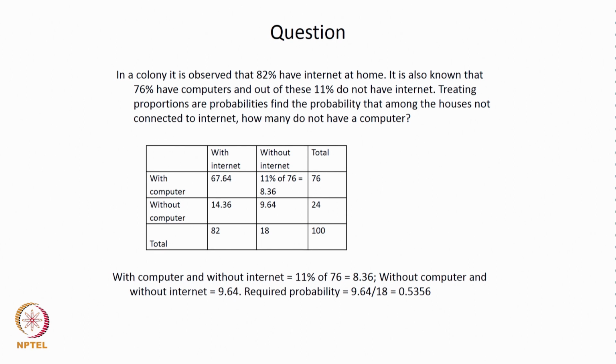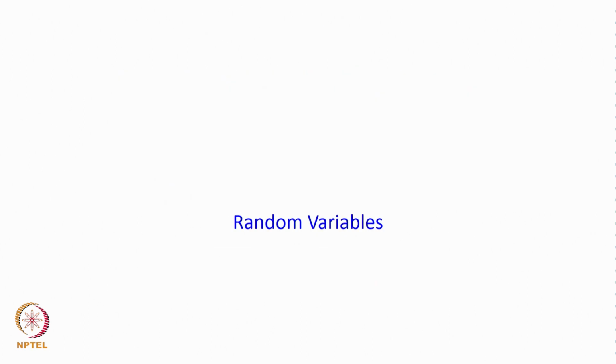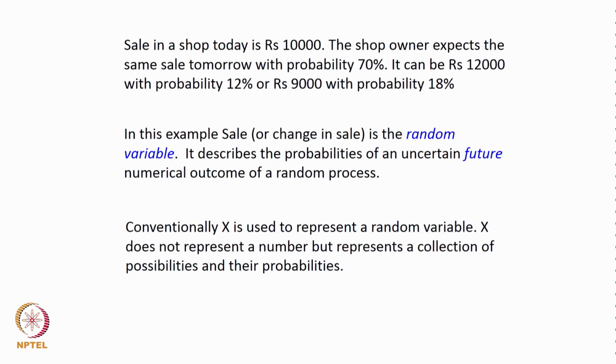Now we move to the next topic in probability, which is random variables, and we will spend some time on understanding random variables, and then we will work out some examples to further our understanding. Now let us start by saying sale in a shop today is 10,000. The shop owner expects the same sale tomorrow with a probability of 70%. It can be 12,000 with a probability of 12% or 9,000 with a probability of 18%.